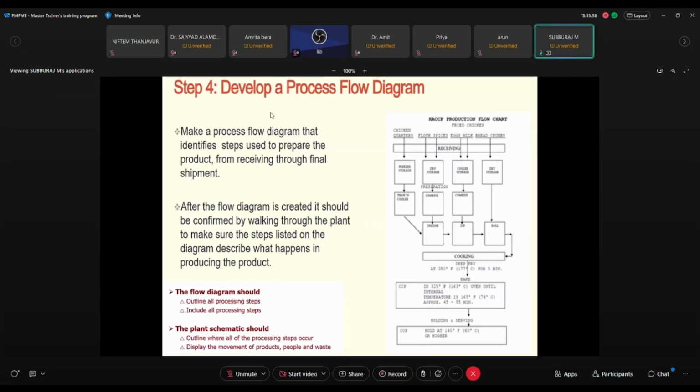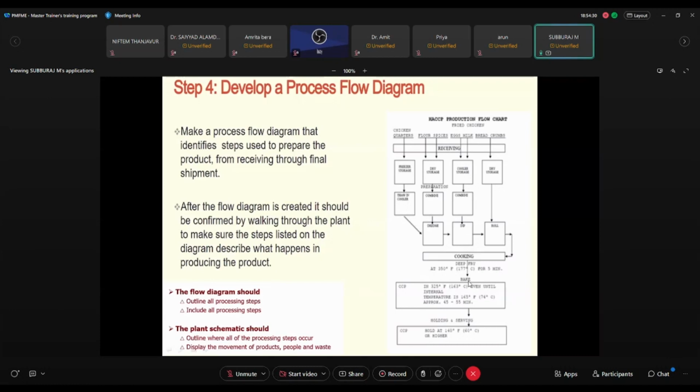Then what happens? If it is chicken, I store it in the frozen storage, and flour and spices go to dry storage. Egg and milk go to cold storage, the cooler, and bread and crumbs go to dry storage. All the things are mixed together and come to the roll and cooking. What temperature we are cooking at and how much time is also very, very clearly mentioned. So this is a model diagram.